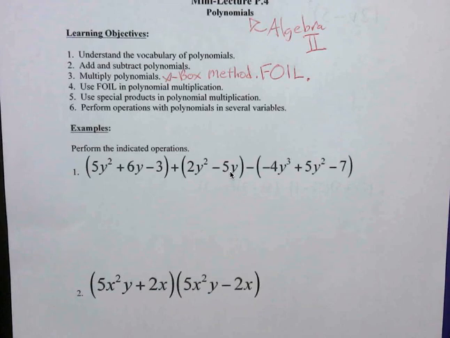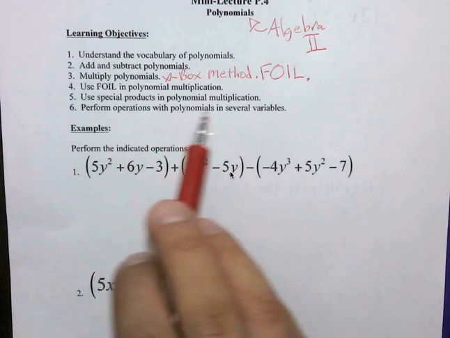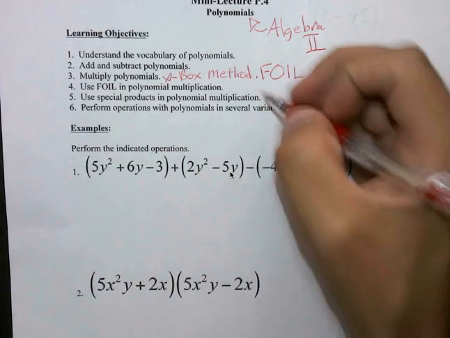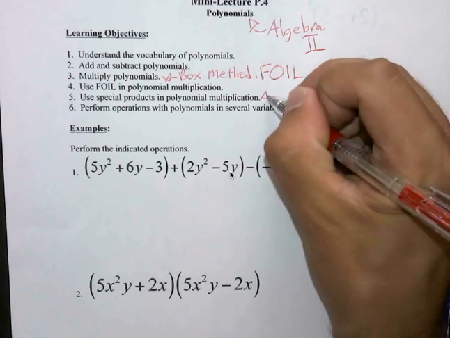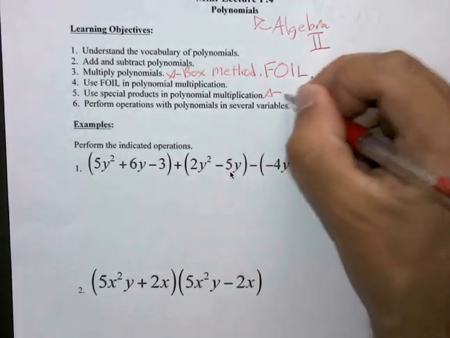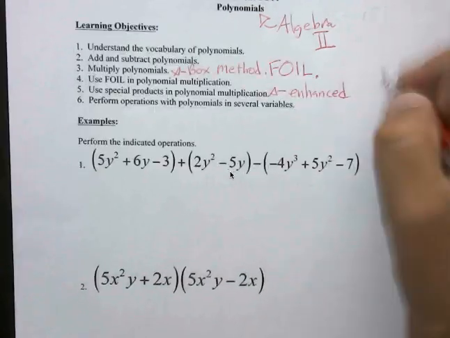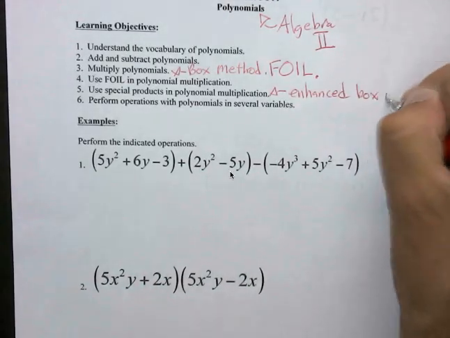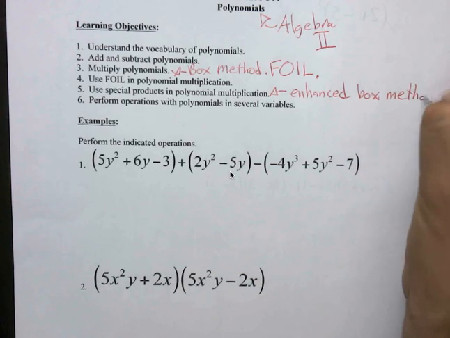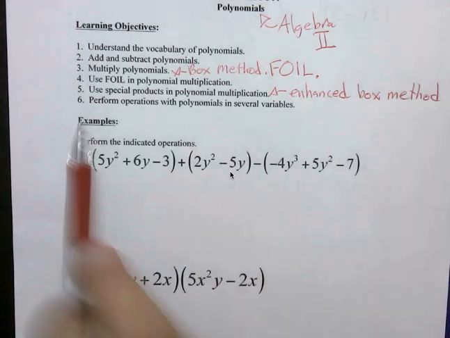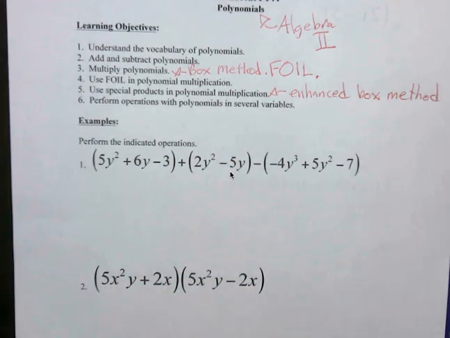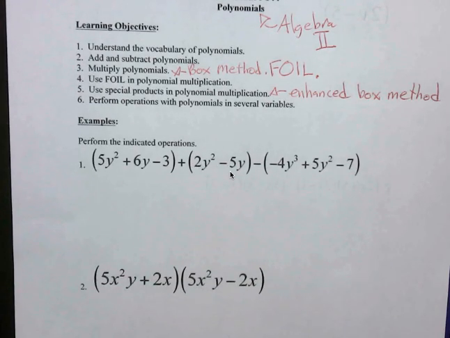We'll also be using special products and polynomial multiplication, so a different type of multiplication where sometimes there's a bit more going on. You could think of this as an enhanced form of box method. So there's a little bit more going on there. Also performing operations with polynomials in several variables. So lots going on here.